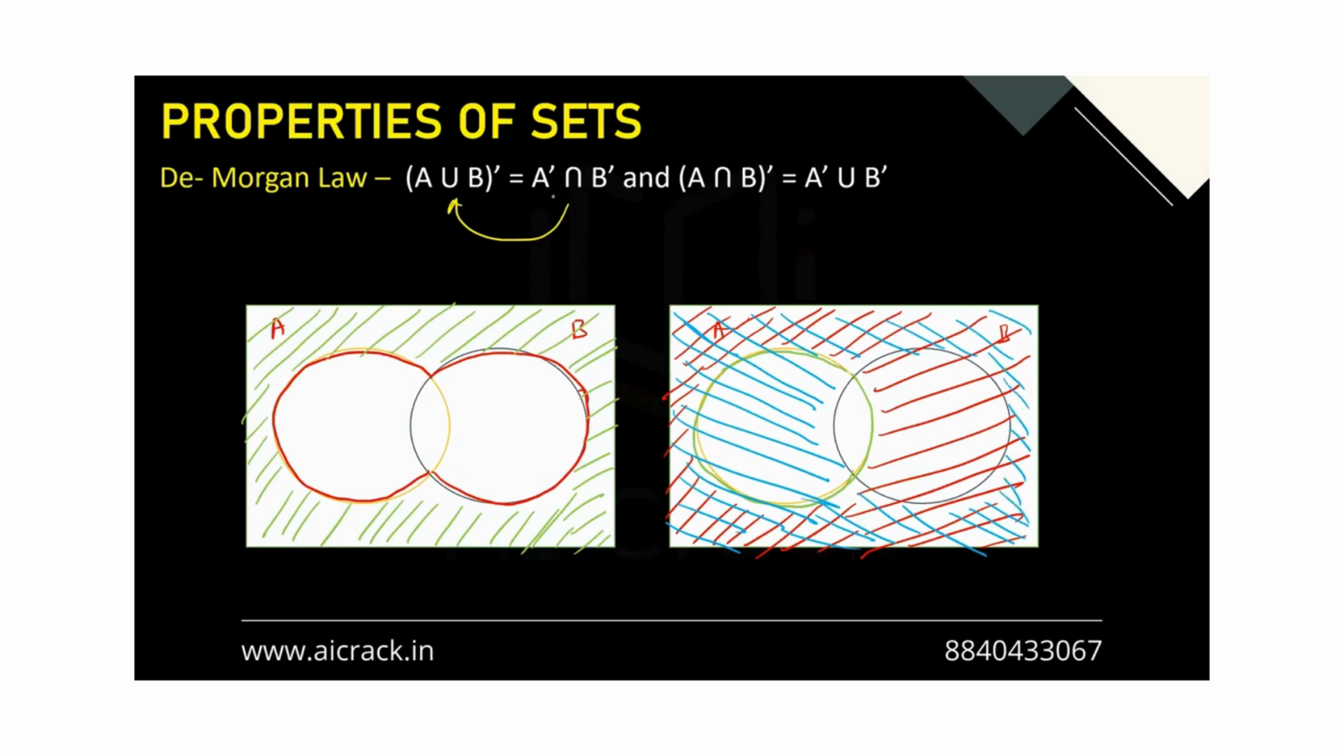Now we have to take the intersection of A complement and B complement. In that case, we have to see this region which is having cross-check lines, right? And this is exactly the reason which we have got over here. This external region over here and this checked region over here is exactly the same. So that is how we can prove De Morgan's law with the help of set Venn diagrams.